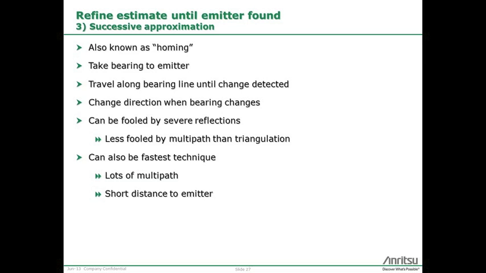And then the third technique is successive approximation, which is also known as homing, where you take a bearing to the emitter, just travel along that bearing line until the bearing changes, and change direction, and keep doing that till you're led to the emitter source. This can be fooled by severe reflections, although much less than the triangulation method. It also can be very fast, especially when there's lots of multipath and short distance to emitter.